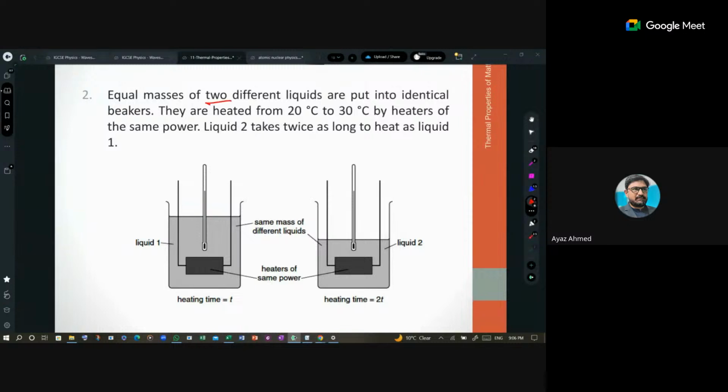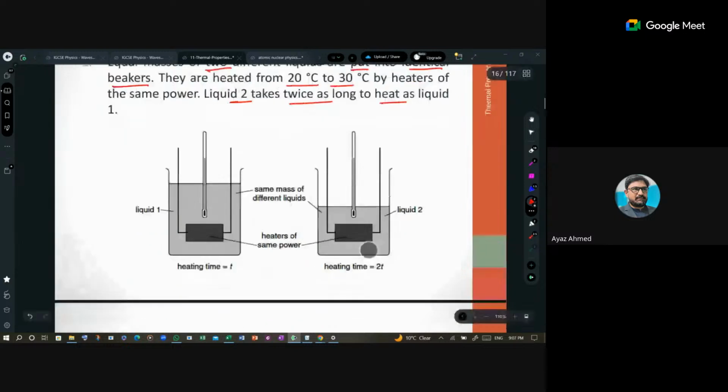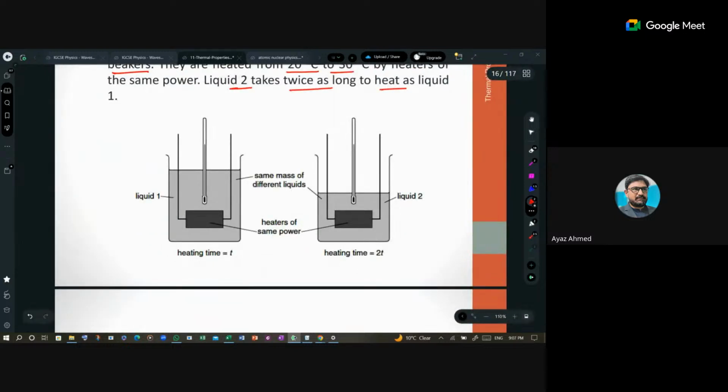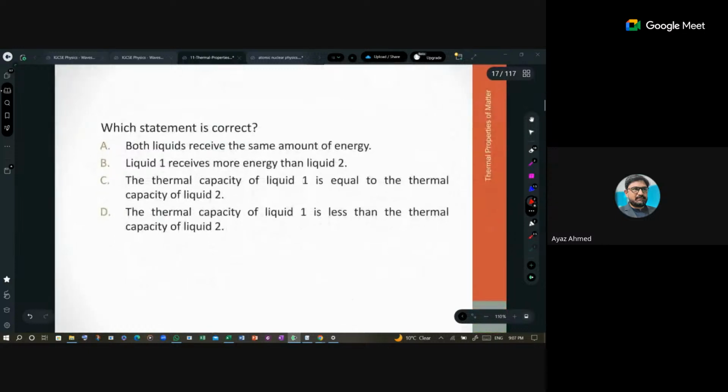Equal mass of two different liquids are put into identical beakers. They are heated from 20 to 30 degrees centigrade by a heater of the same power. Liquid 2 takes twice as long to heat as liquid 1. So this is your liquid 1, it takes t time, and this is liquid 2, it takes 2t time. Is this clear? Which statement is correct about that?